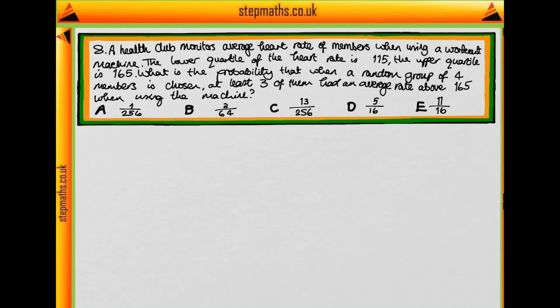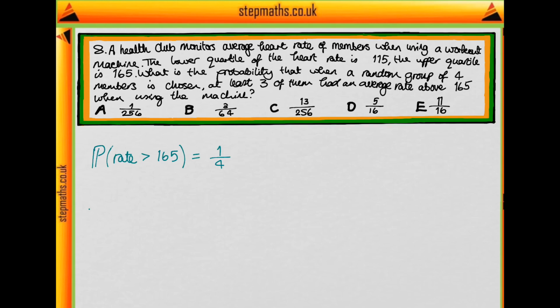In this question we have a health club which is monitoring the average heart rate of its members when using a specific machine, and the lower quartile of the heart rate is 115, the upper 165, and we want to find the probability that when a random group of 4 members is chosen, at least 3 of them have an average rate above 165. So the first thing we're going to do is think about what the probability that the rate is greater than 165 is.